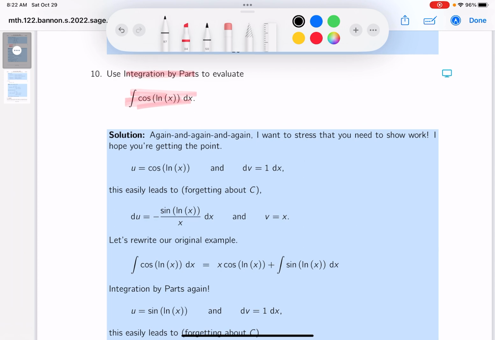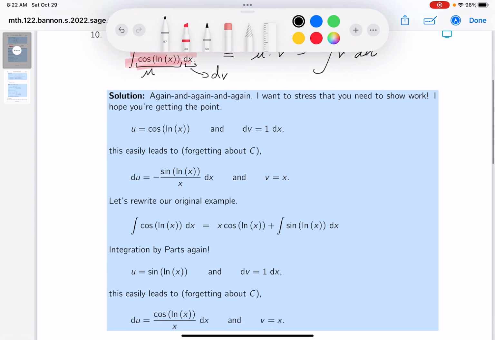I'm making this the u and this to be the dv. And again, this is going to be equal to u times v minus v du. That's what we're trying to do here. So my u is equal to cosine of the natural log of x, and my dv is equal to 1 dx. Fairly easy to do.